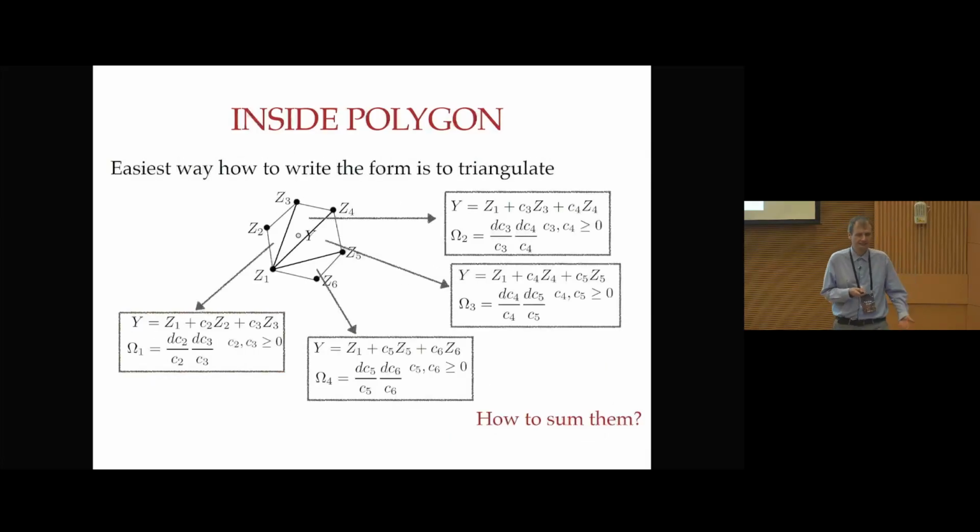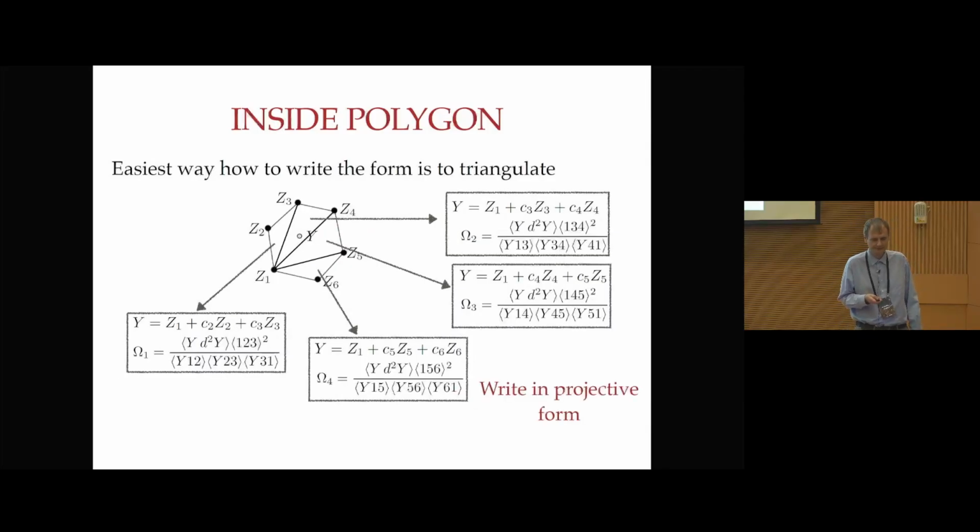And if we want to triangulate the space, or if we want to write the canonical form, we have to triangulate the space in terms of triangles and write the differential forms for each triangle individually, and then sum them up into the differential form for the whole polygon. And we have to write it in the projective form, because if we just use local variables for each triangle individually, you cannot sum them up, because each triangle would have different coordinates. You have to write it in this projective form to be able to sum it up as one object.